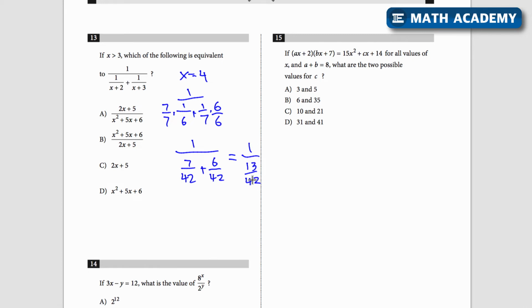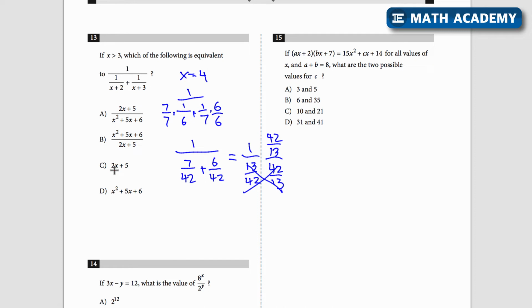Well, 1 over something is always just the reciprocal of the denominator. I could even show that here by multiplying the top and bottom by 42 over 13, divided by 42 over 13. These cancel out. I get 1 times 42 over 13. So if I plug in 4 for x, I should get 42 over 13. And I can check which one here would give me 42 over 13.